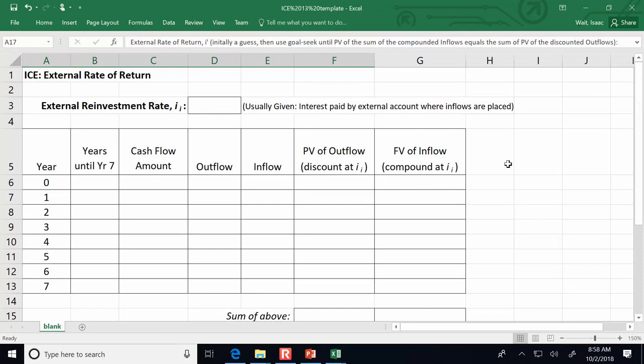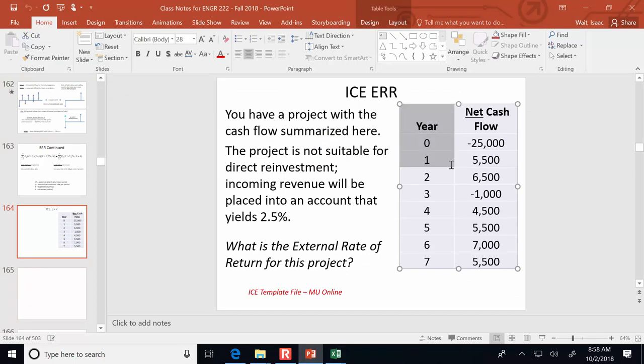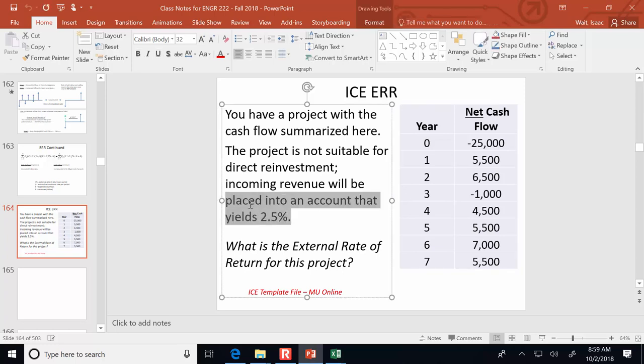All right. So you'll have that, and here's the statement. We've got this net cash flow, and the reason why I'm emphasizing net is because, remember, if a revenue and a cost occur in the same year, you find the difference between the two. Okay, so we have here our net cash flows. We can't do reinvestment, so we have to calculate the external rate of return. And all of these profits that get generated are going to be put into an account that yields 2.5%. So that means the external reinvestment rate is 2.5%. So we want to know what's the external rate of return for this project.